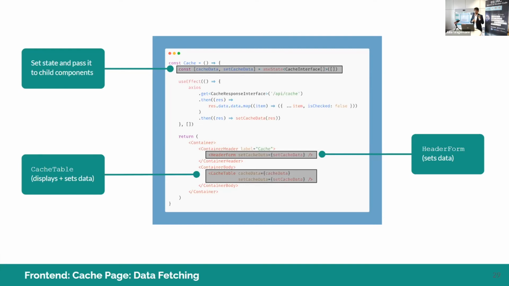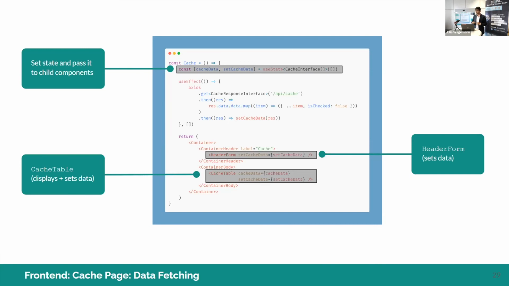For example, the header form would only ever set the state. It will never display the state. So we pass it the set cache data function so that it can modify the state. But the cache table, which is at the very bottom, would display the data, obviously. So we have the state. But if you remember, there were checkboxes to delete it, so it will also modify the state. So we pass it the set cache data function. And that's basically the cache page.